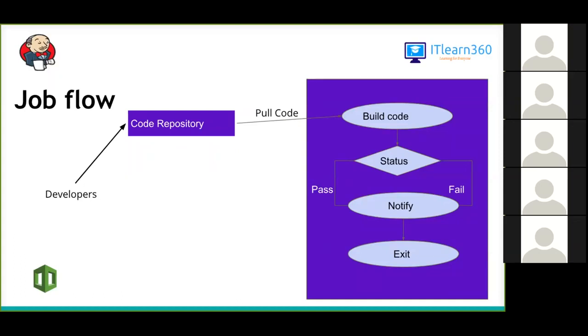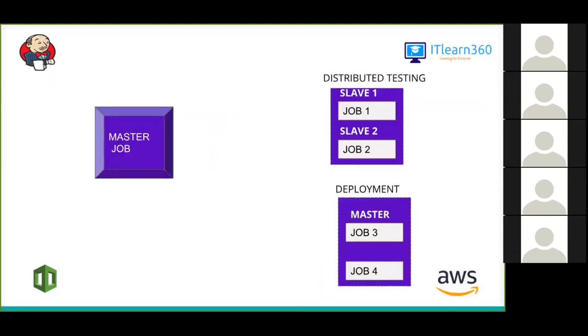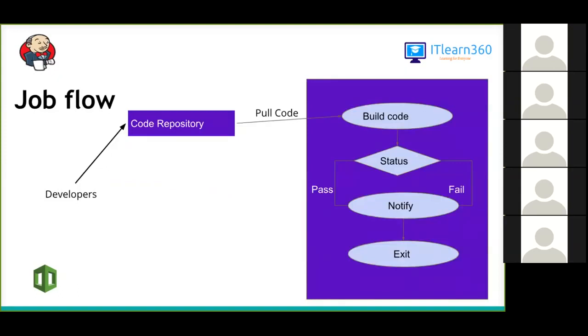As you push something to the code repository, it triggers a build in Jenkins. Jenkins will pull your recently updated code and build that code. After the build, you will get a status, whether fail or pass. In every case, whether it's pass or fail, it will give you a notification, a notification to the respective team member.